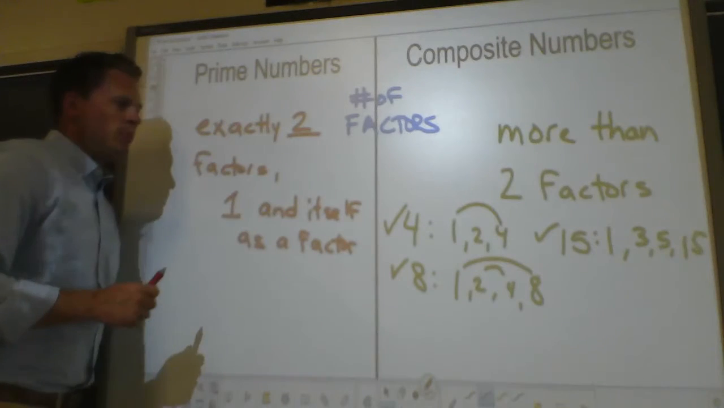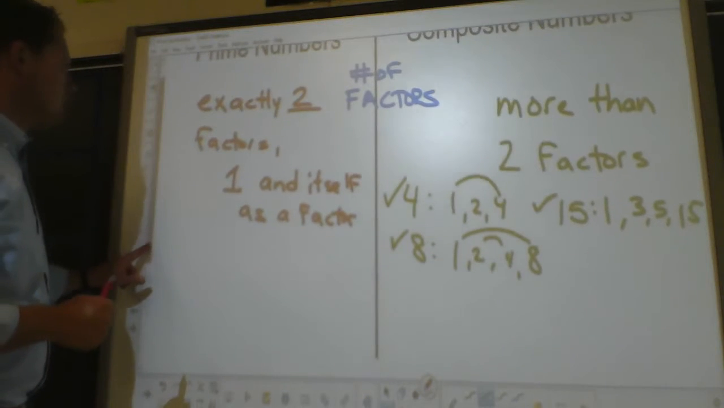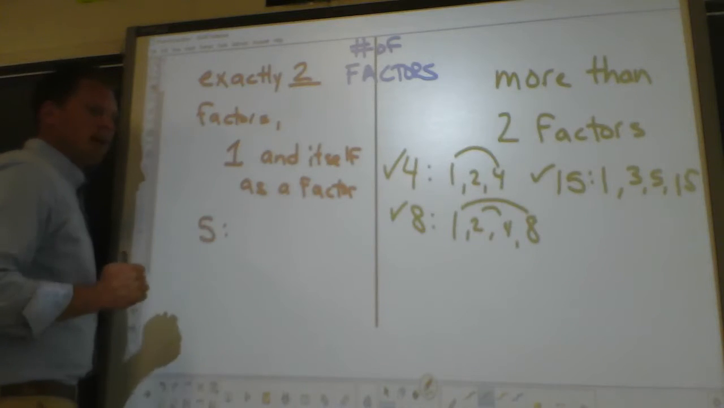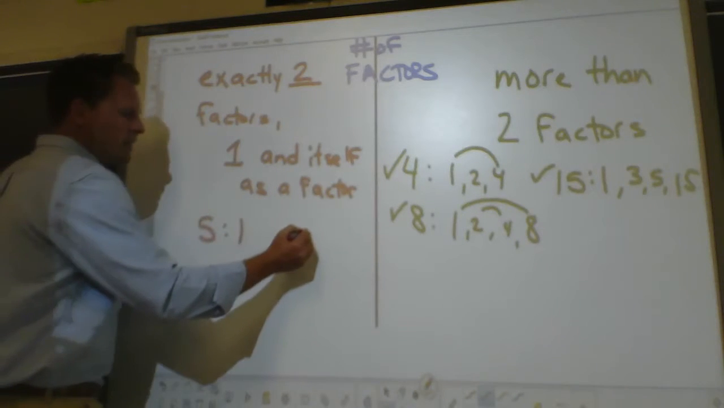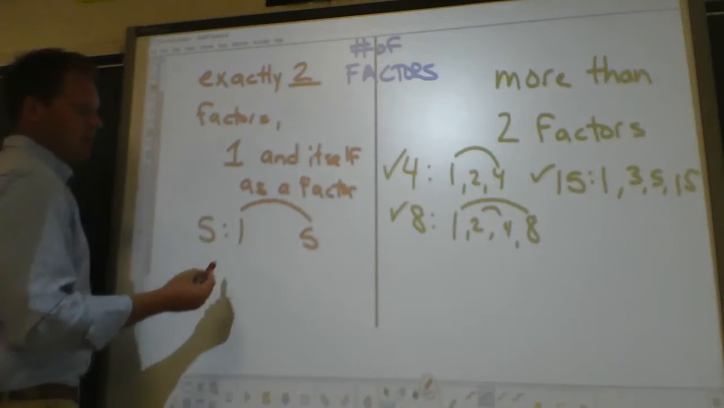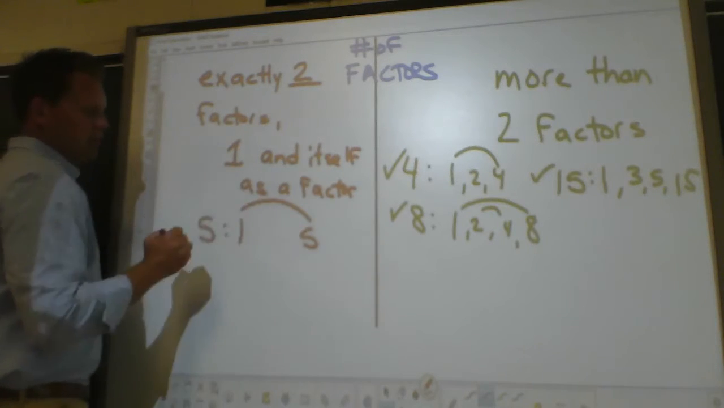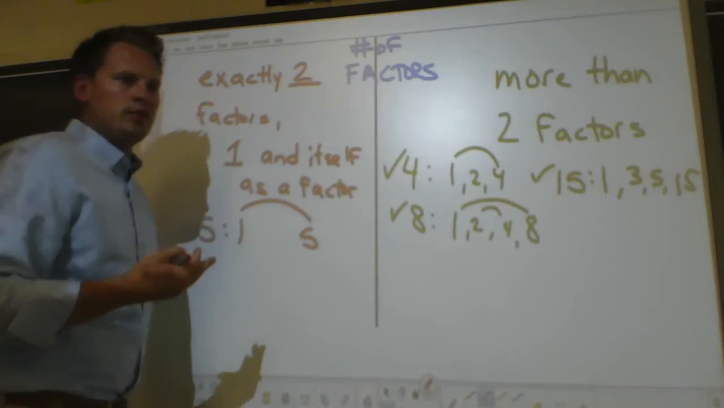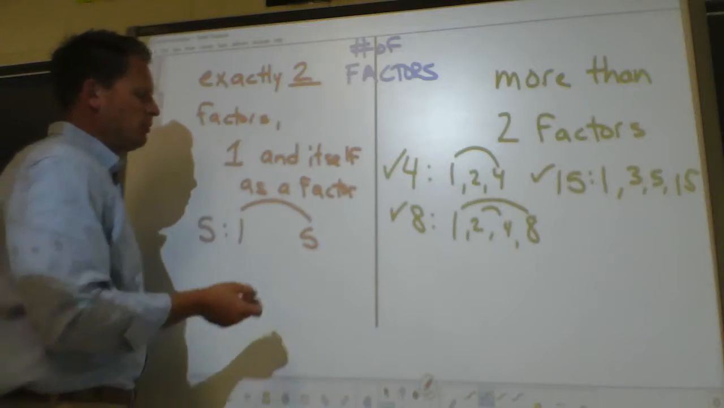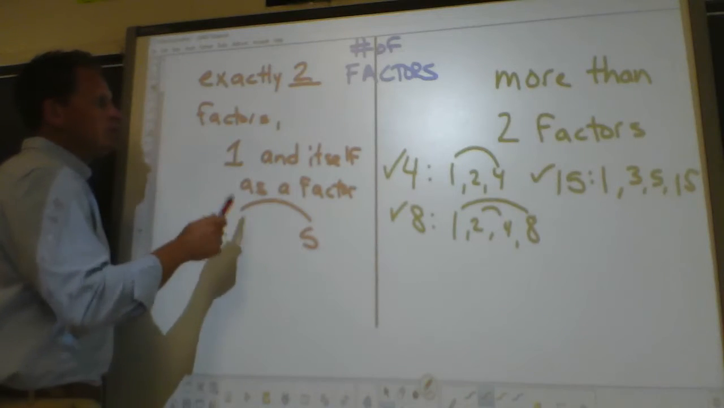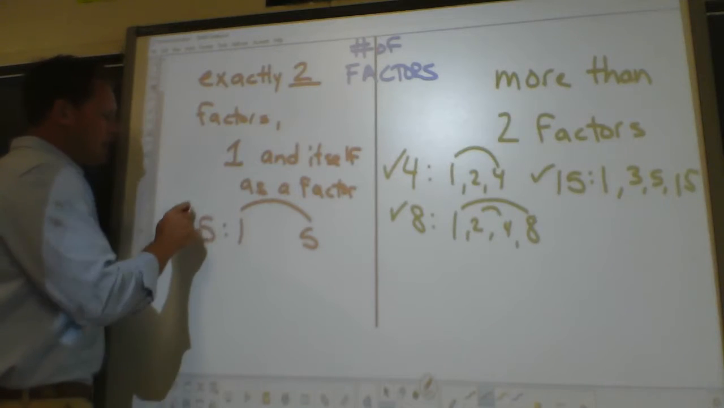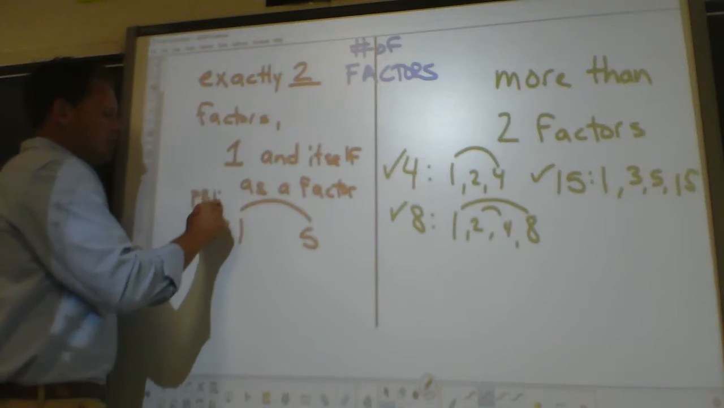So let's try to come up with a prime number. Okay, so I'm going to talk about a prime number, 5. Let's do a factor rainbow for 5. 1 times 5. So look at that so far, 1 and 5, 1 and itself. All right, does 2 fit into 5? 2, 4, 6. Nope. Does 3? 3, 6. Nope. Does 4? 4, 8. Nope. 5. Nope. The only 2 factors that the number 5 has are 1 and 5. So 5 is prime.